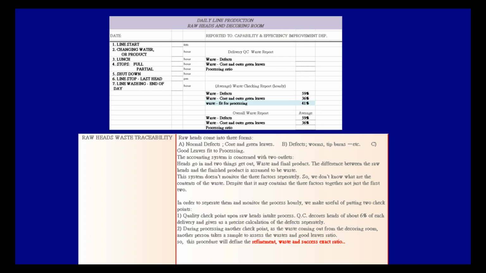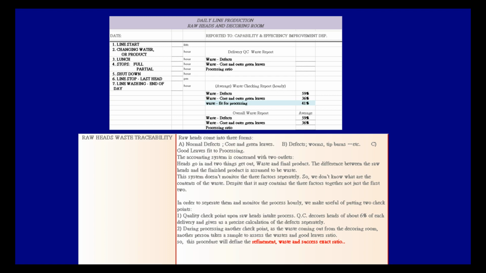Daily line production: raw heads and deckering room. This chapter will define wastes at the deckering room, the first room. A sheet should be designed to record all wastes of the raw material during the first room. Besides, we will measure the capability and efficiency of the girls. Record the following on a daily basis until the trial finishes.